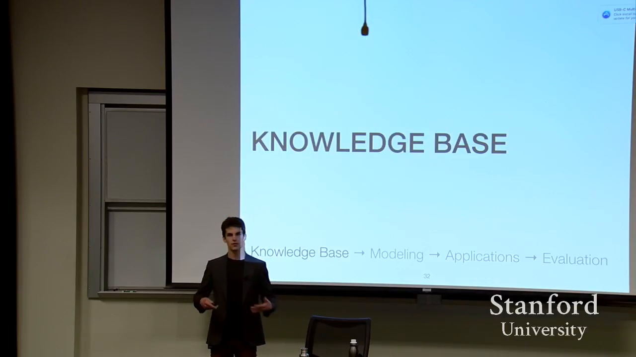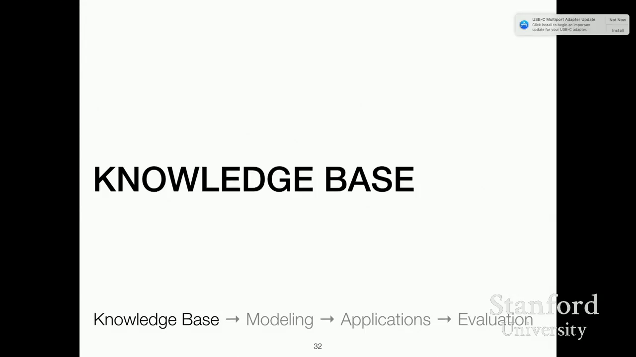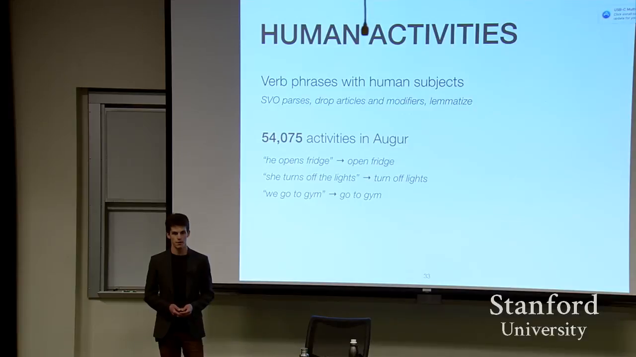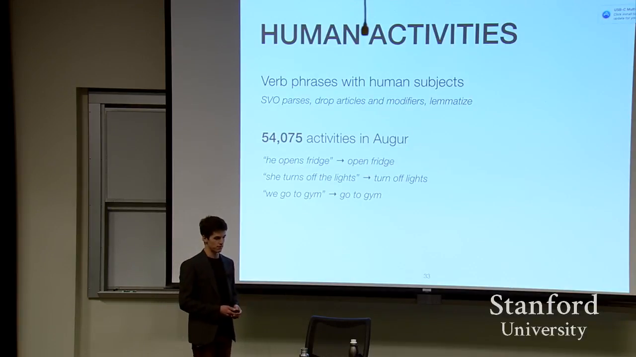And so we can combine this insight together to create what's called the Augur knowledge base. The first thing in here is obviously this idea of human activities. So what do we mean by this? Well, literally a thing that a person does. So a verb phrase with a human subject. We can extract these things through subject-verb-object parses, drop articles and modifiers, and lemmatize these things to collapse the vocabulary. We end up with more than 50,000 of them, things like opening a refrigerator or turning off the lights or going to the gym.